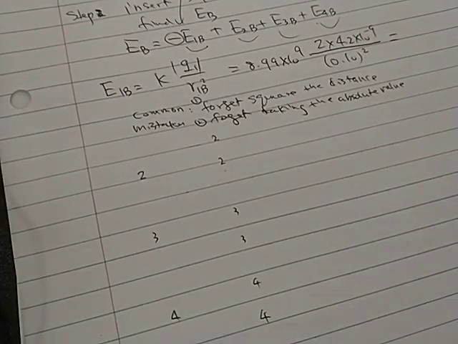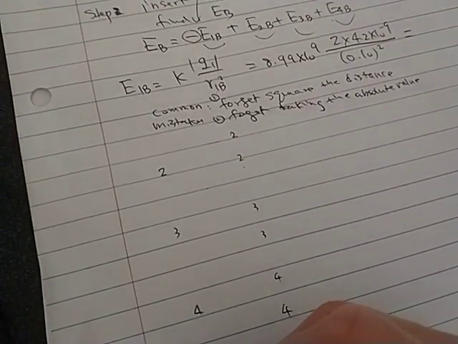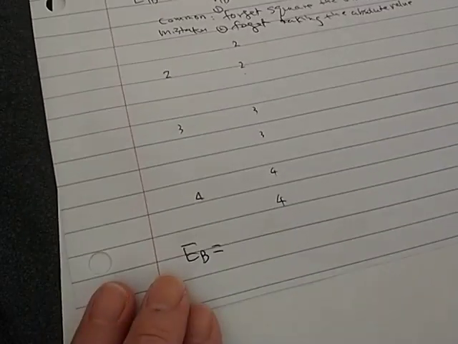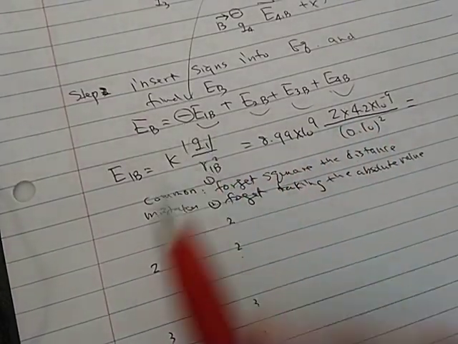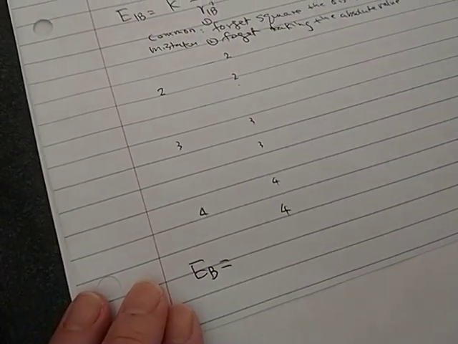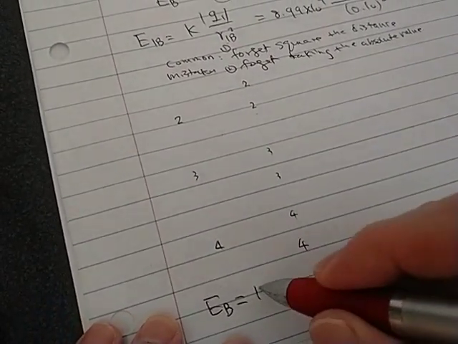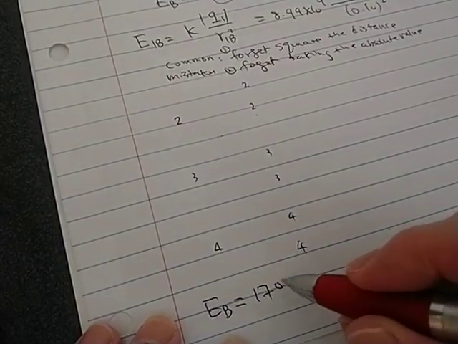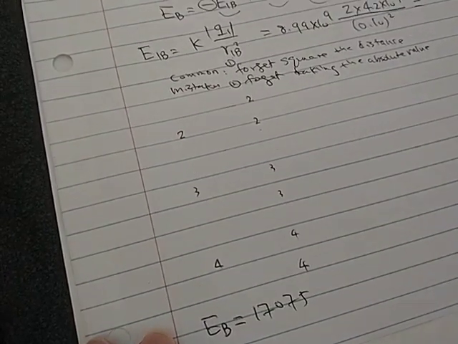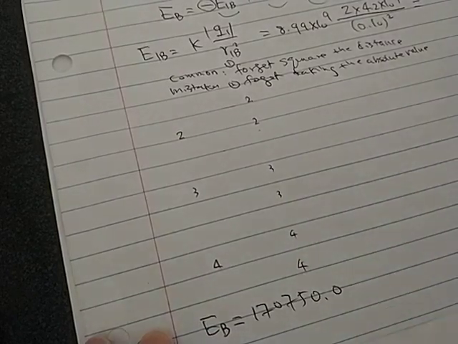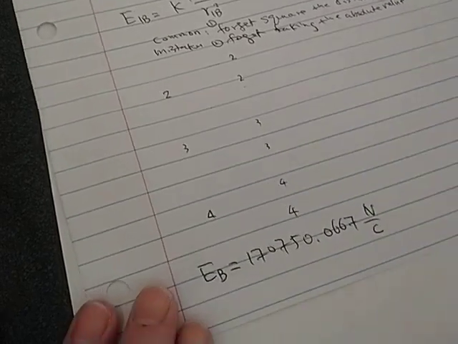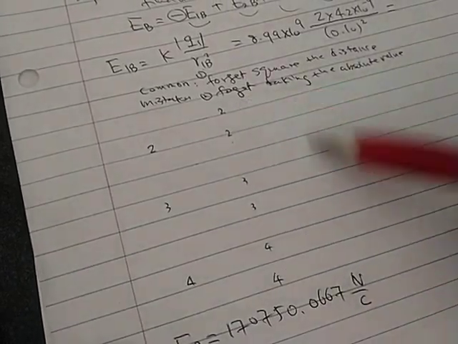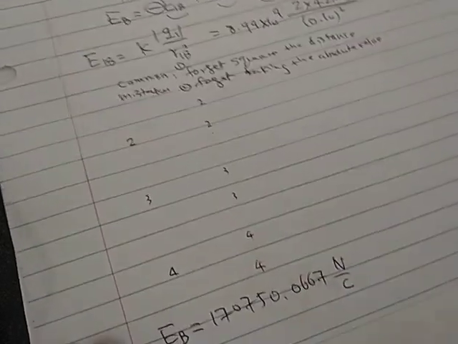So finally, you're going to have an expression like this for E_B, and you can find the total E_B and plug this into this equation. So the final number, and you can check it, should be 17,075.0667. Don't forget about the units. So we found the results, and I will check each one of you whether you did it in class.